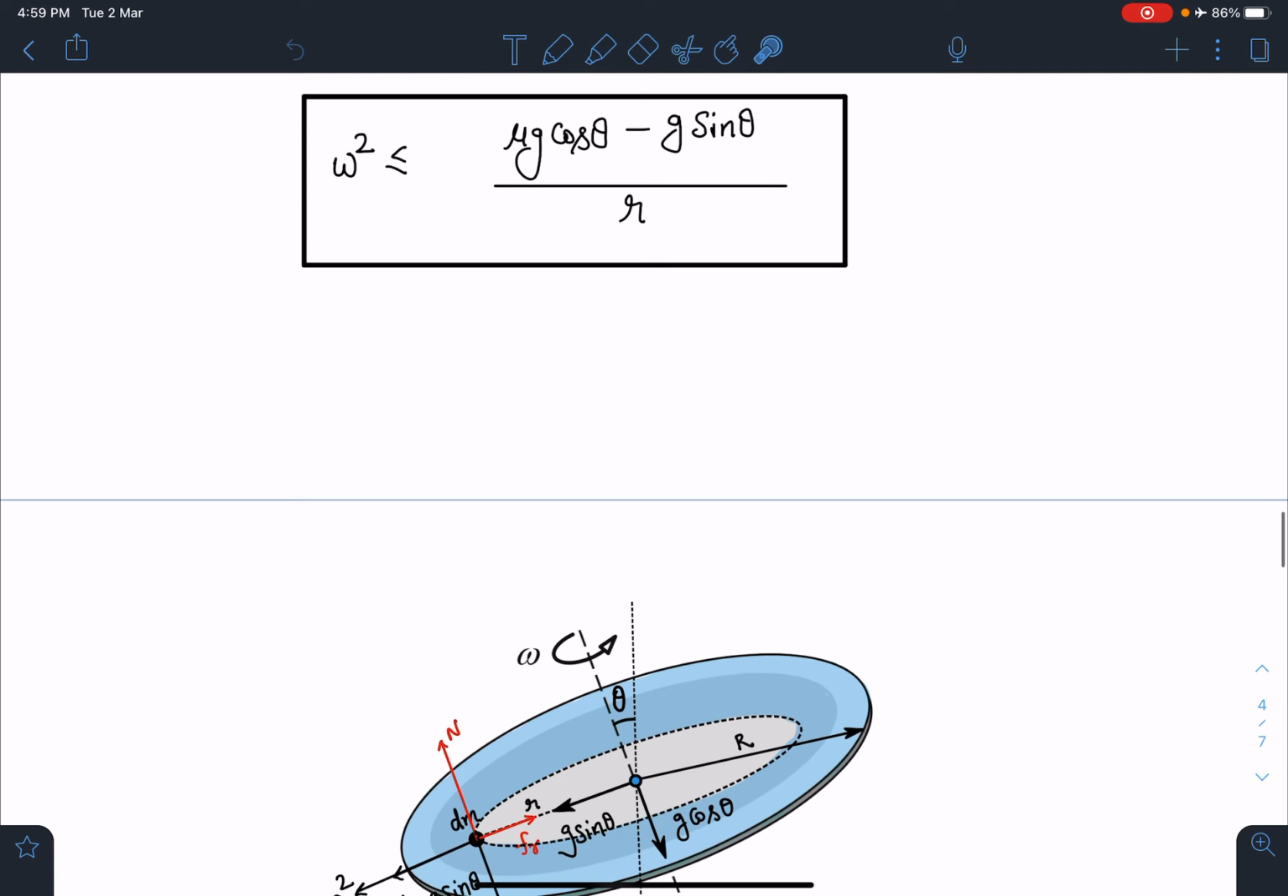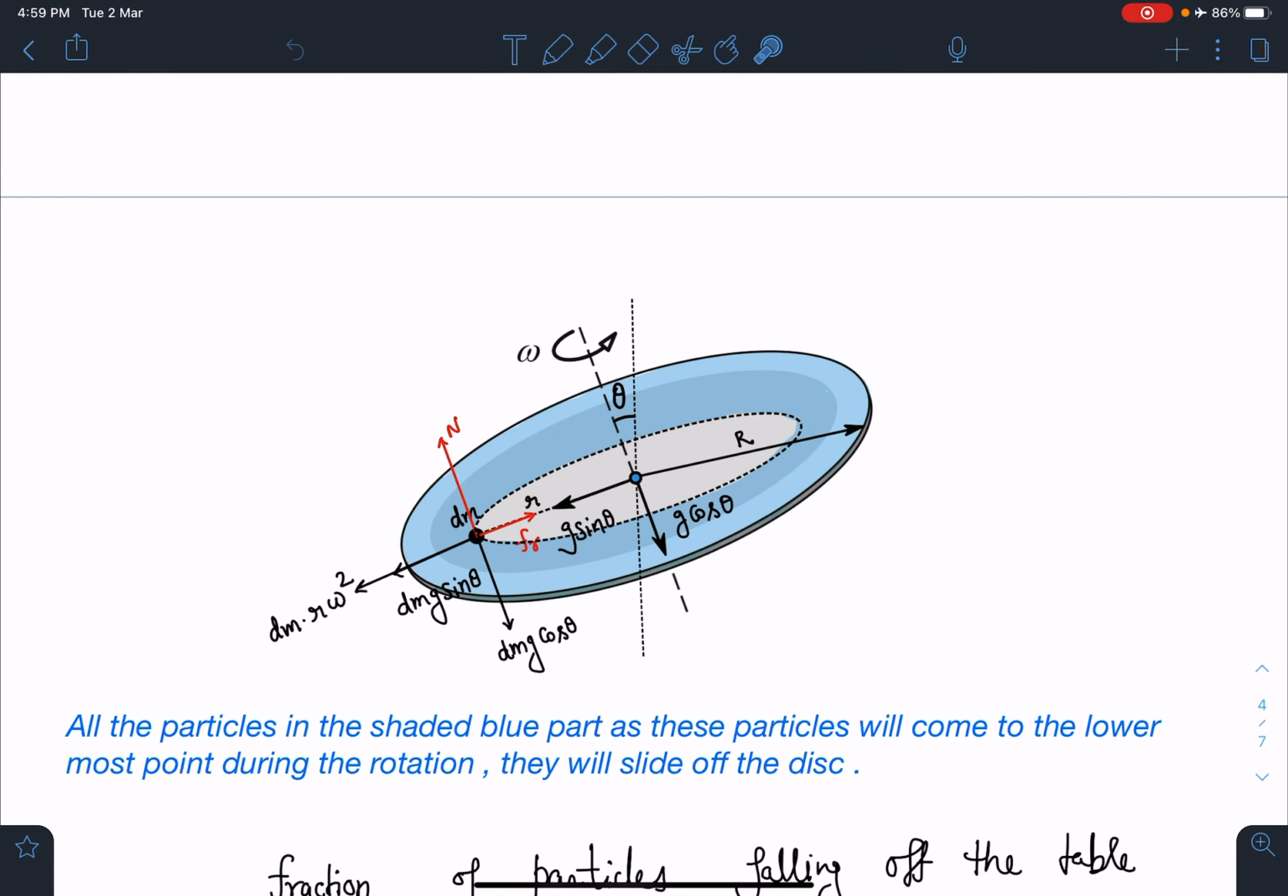position. So you can see in this diagram, all these particles which are lying in this blue region, that is small r to capital R, they will slide once they pass through this position. Once they pass through this lowermost point, maximum pull force will be generated on the particle, and it will slide if friction is crossing the maximum limit of it, for which omega we have calculated. So from here I can say all the particles in the shaded blue part, as these particles will come to the lowermost point during the rotation, they will slide off the disk.